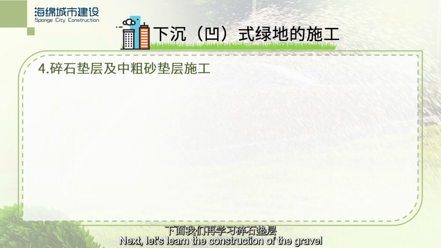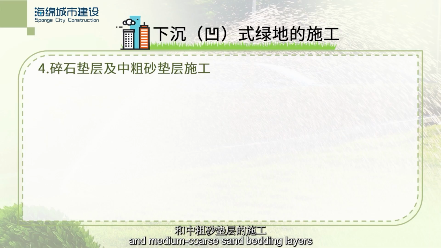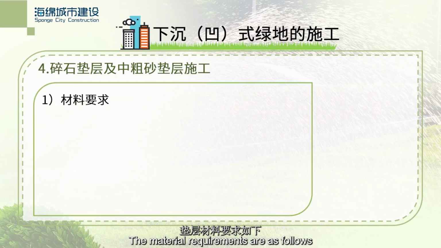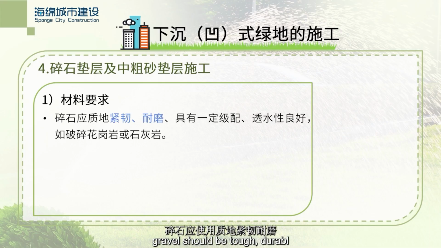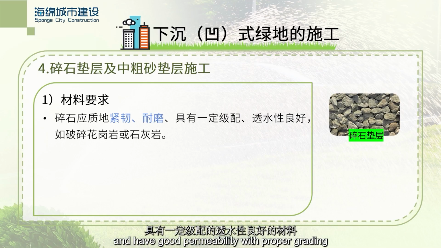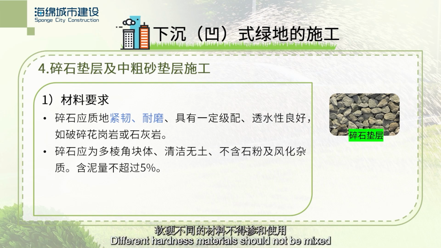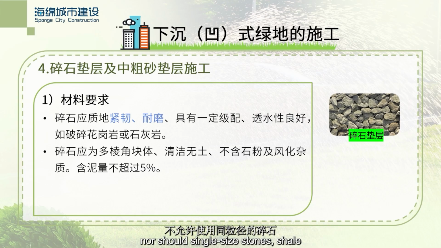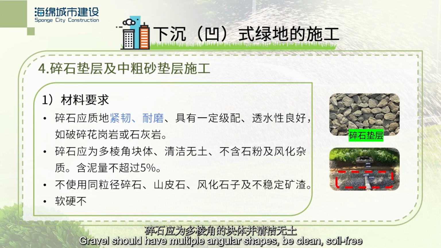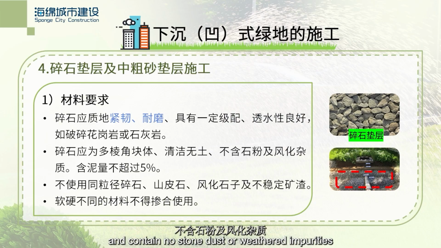Next, let's learn the construction of the gravel and medium coarse sand bedding layers. The material requirements are as follows. Gravel should be tough, durable, and have good permeability with proper grading. For example, crushed granite or limestone. Different hardness materials should not be mixed. No single-size stones, shell, or weathered stones should be used. Gravel should have multiple angular shapes, be clean, soil-free, and contain no stone dust or weathered impurities.